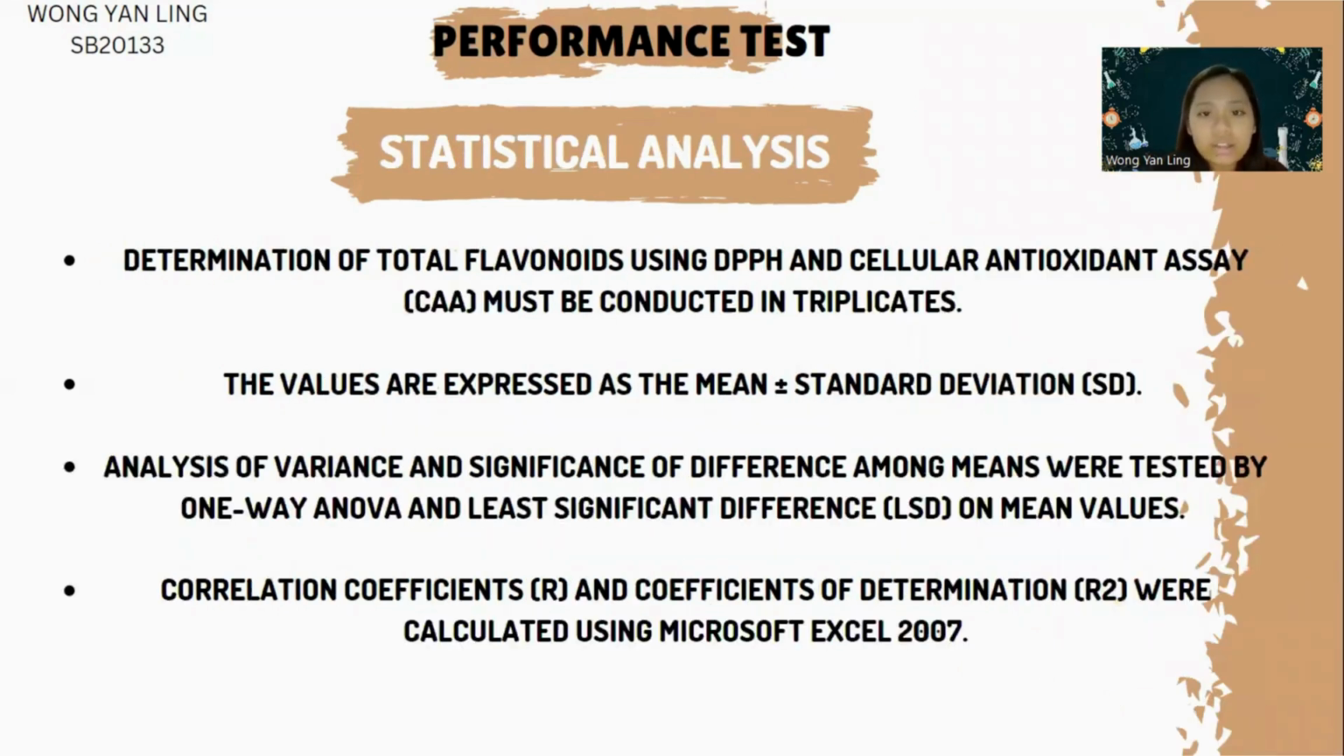For the statistical analysis, to determine the total flavonoid, we were using DPPH and the cellular antioxidant assay. It must be conducted 3 times. The values are expressed as the mean plus minus standard deviation. Analysis of variance and the significance of difference among the means were tested by one-way ANOVA and least significant difference on the mean values. The correlation coefficients and the coefficient of determination were calculated using Microsoft Excel 2007.